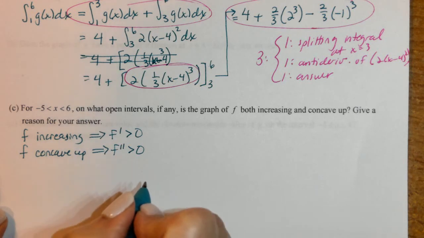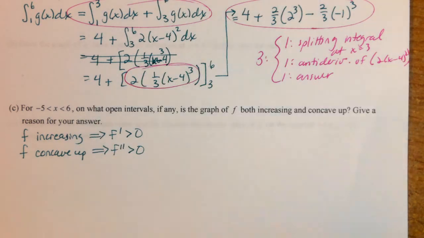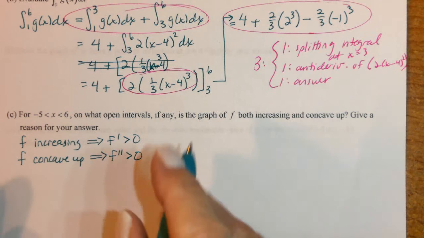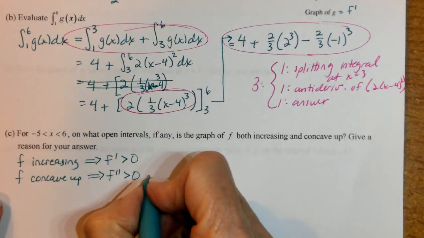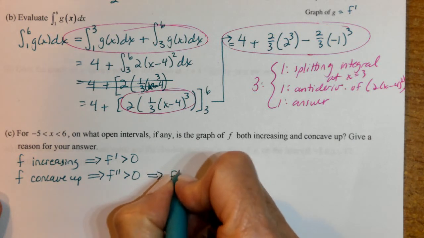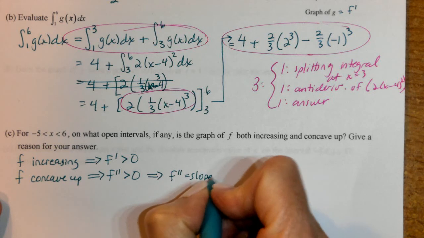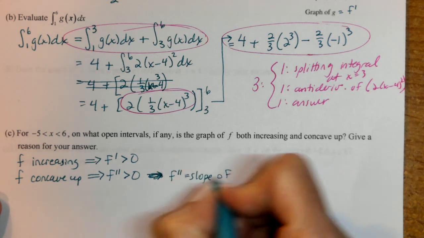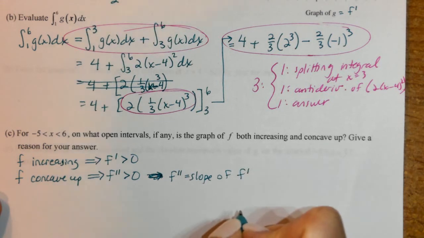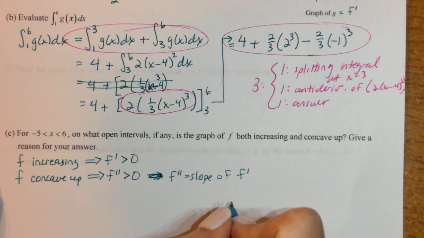So this is the first time in this problem that we have dealt with f double prime. So I need to say what that is in this problem. I know what f prime is, and I've said what f prime is, but I have not said what f double prime is. And f double prime is the slope. It doesn't imply this. I'm just saying f double prime is the slope of f prime. Or you can say the slope of g. Either one, because f prime equals g.